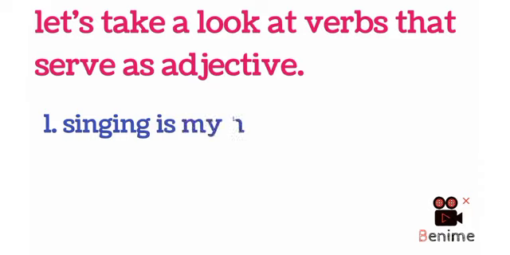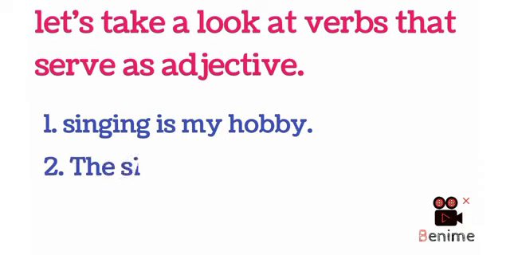Now let's take a look at verbs that could stand as adjectives. I'll be giving us three examples, three sentences here, and we'll analyze these three sentences. Number one, singing is my hobby. Number two, the singing bird. Then number three, the bird is singing.